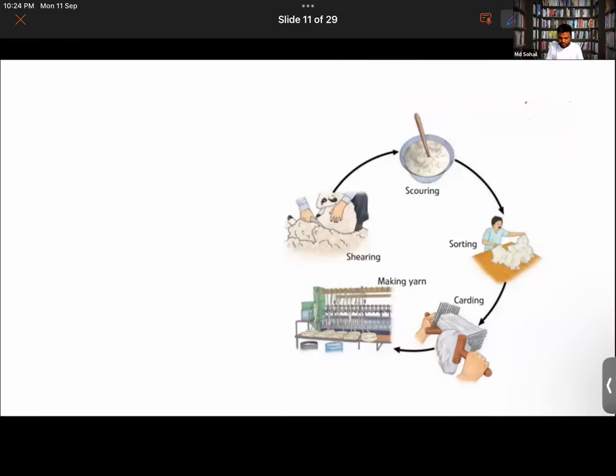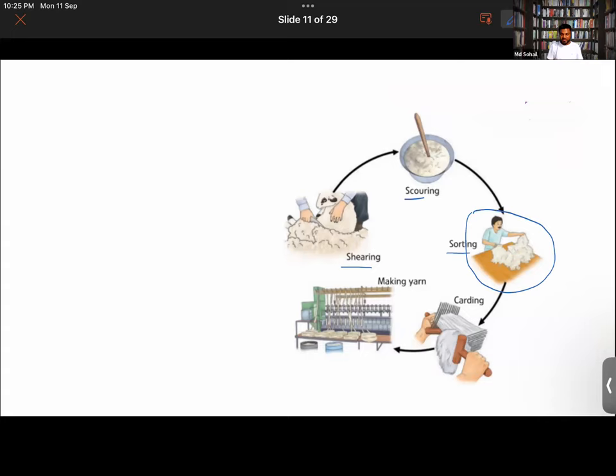So the process goes shearing, then scouring, then sorting. Now, this person is doing the process of sorting manually. It still contains a lot of bacteria and unwanted substances. I will tell you in a moment that this person will be developing a disease, called sorter's disease.